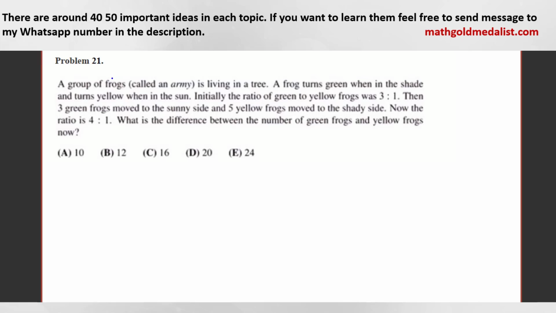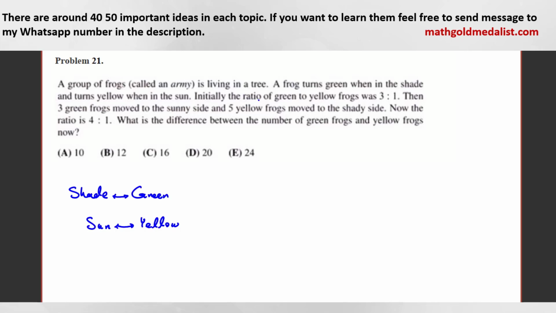Next problem, problem 21. A group of frogs called an army is living in a tree. A frog turns green when in the shade, so shade is equivalent to green, and turns yellow when in the sun. Sun is yellow.